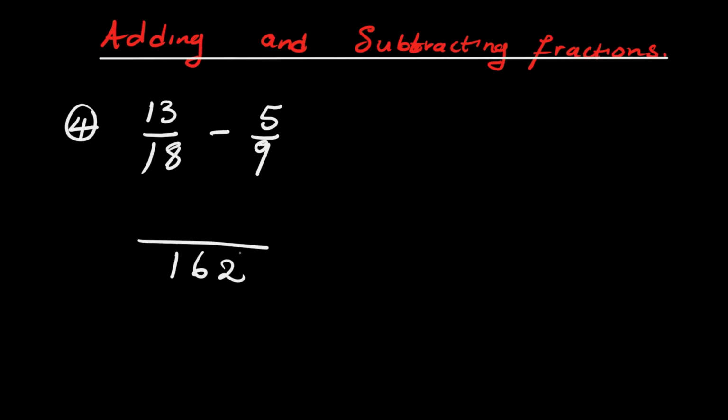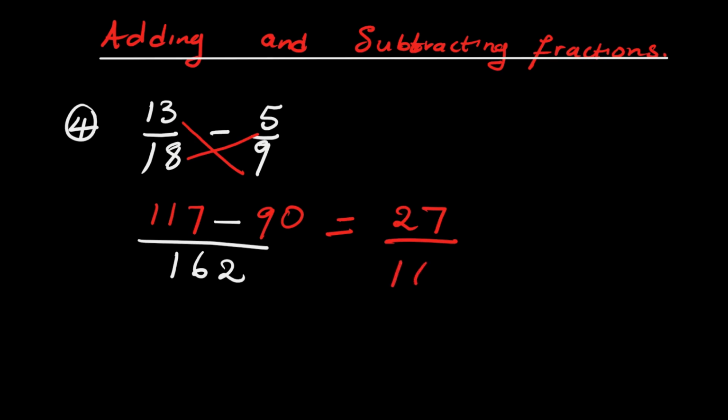162. Now we multiply 13 and 9, which gives us 117, minus 18 times 5, which is 90. 117 minus 90 gives us 27 over 162. And the final answer is 1 over 6.